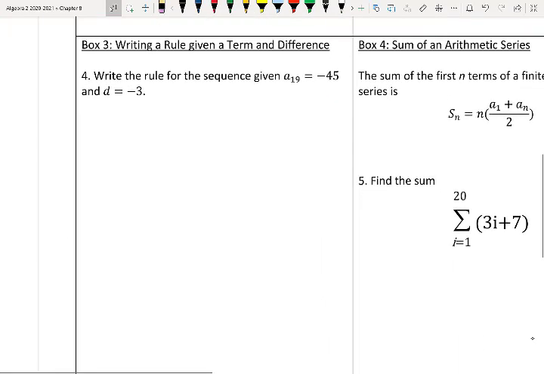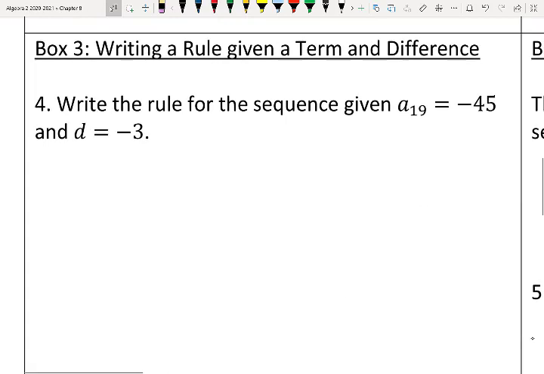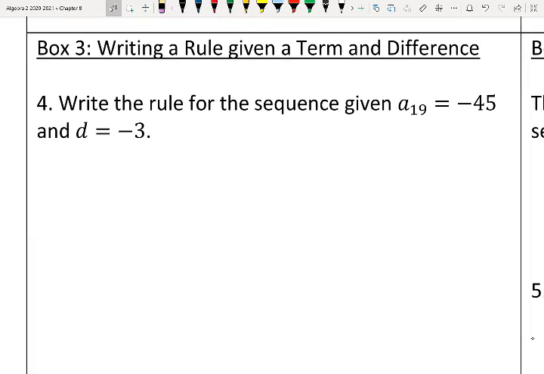Okay. Over here in box 3, now a little bit different. Box 3 is telling us that we've got an example of a particular term. So this statement right here, a sub 19 equals negative 45, is basically telling us that the 19th number in my sequence is negative 45. And they're also telling us that my common difference is negative 3. So my list is decreasing 3 every time. The 19th term is negative 45. They want us to write the rule for the sequence given those two pieces of information.